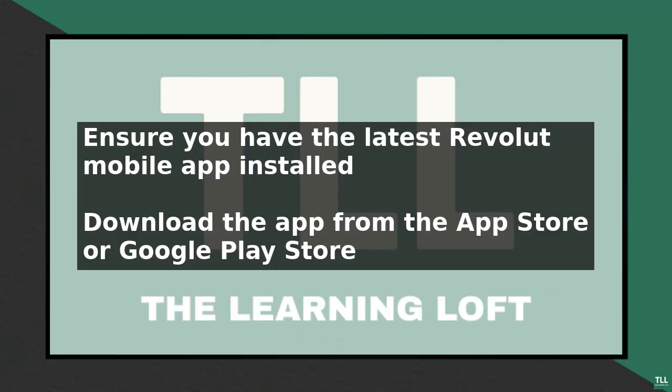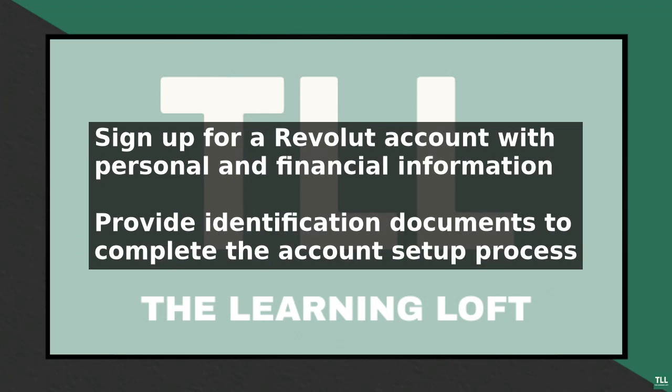If you are new to Revolut, you will need to sign up for an account by providing some basic personal and financial information. This will include your name, date of birth, and address, as well as some identification documents. Once your account is set up, you can proceed to get your Revolut QR code.